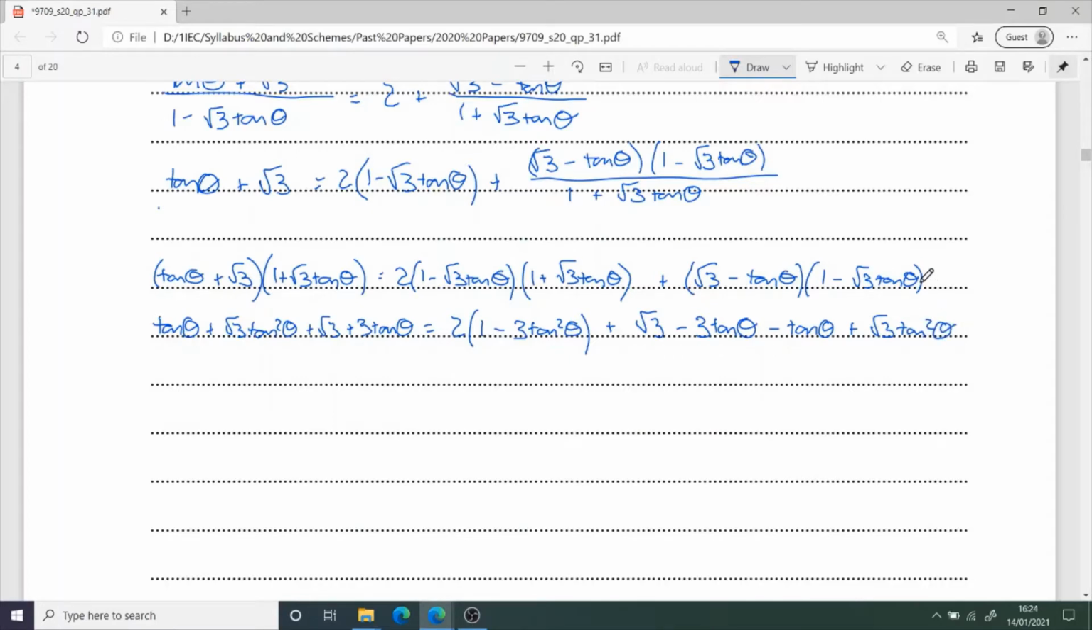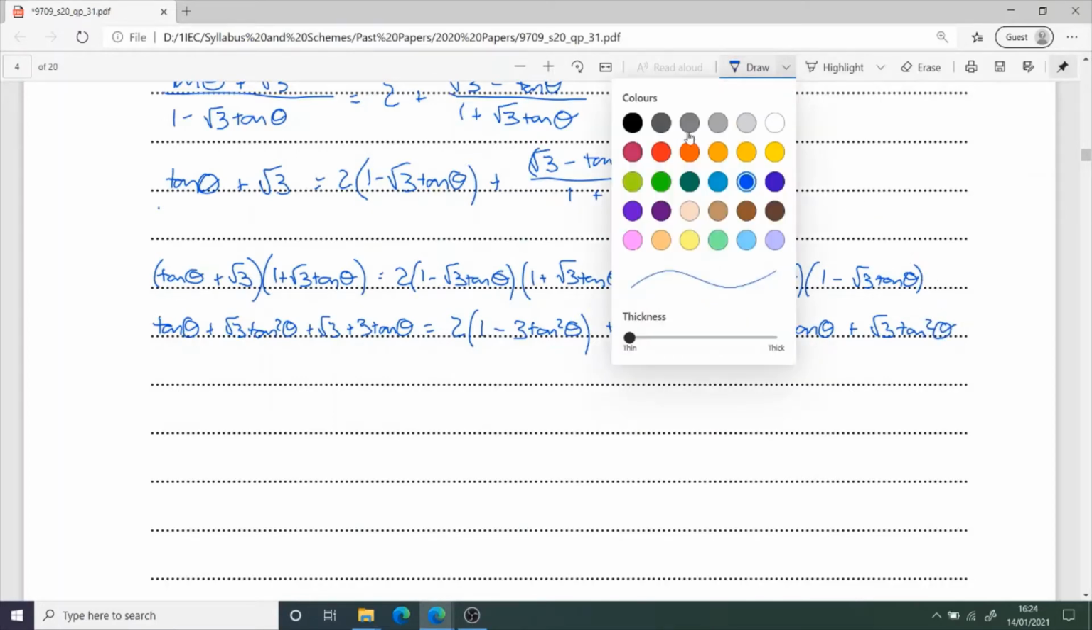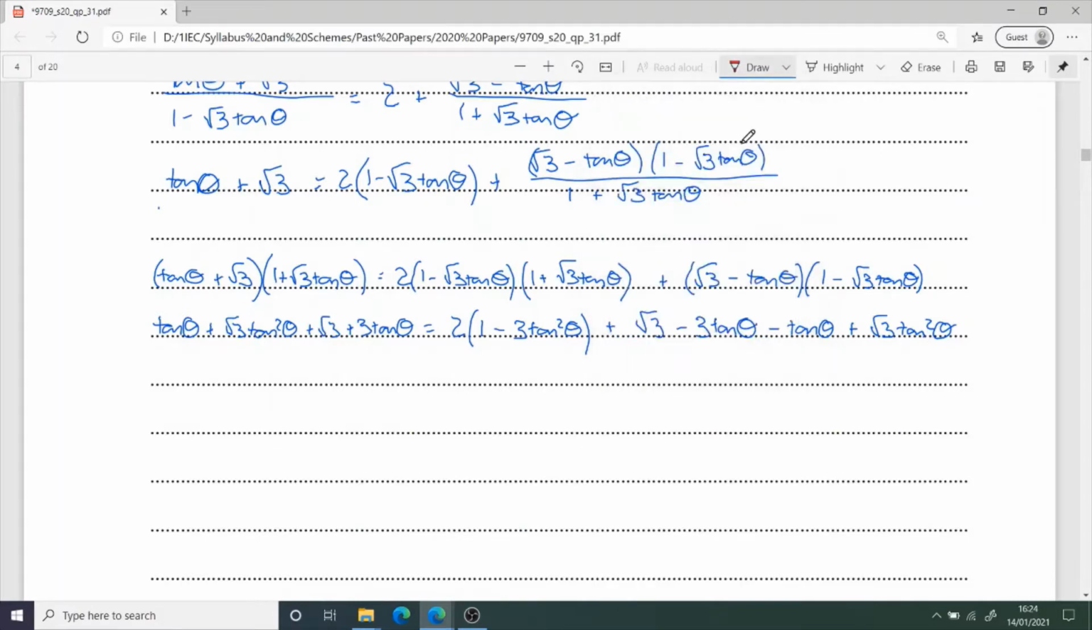Now I'm going to simplify anything I can simplify and also subtract anything from both sides that I can subtract before going any further. So I can see straight away that on both sides I have root 3 tan squared theta. So I'm going to subtract that from both sides. I'm also going to subtract root 3 from both sides.